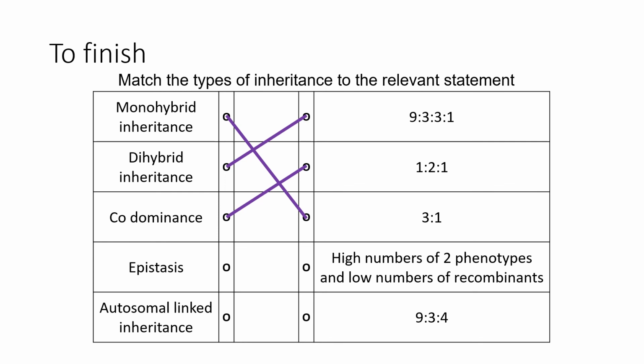Epistasis, there's a number of possible outcomes. The one that's most likely to appear in the exam will give you a 9:3:4, but there are other versions of it, so just carefully read the question. You may need to do a genetic diagram beforehand just to make sure you get the right ratios. And then autosomal linkage is the one that remains, but in autosomal linkage, remember, 2 of the phenotypes will be in particularly high numbers in the population, whereas the other 2 phenotypes will be in very low numbers. And remember, those low number ones are called the recombinants. And that's the end of the epistasis presentation.